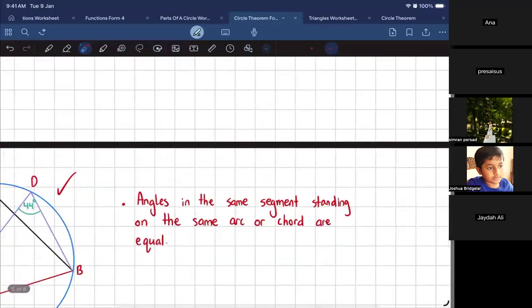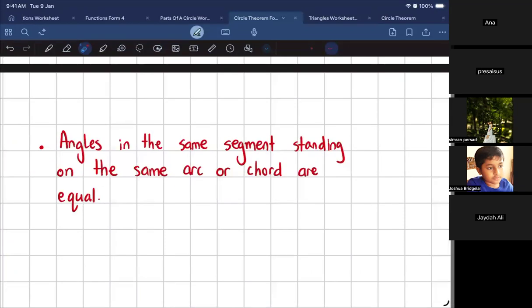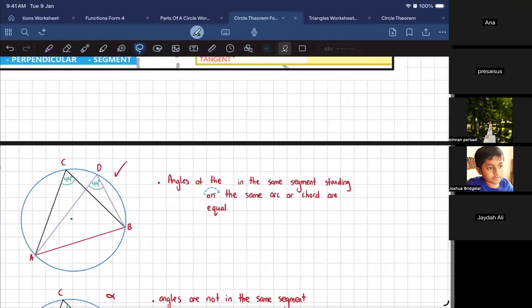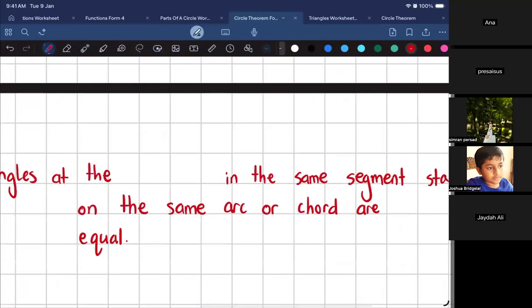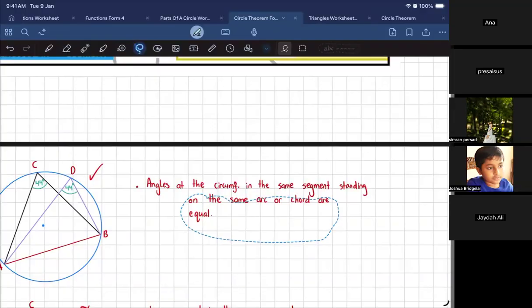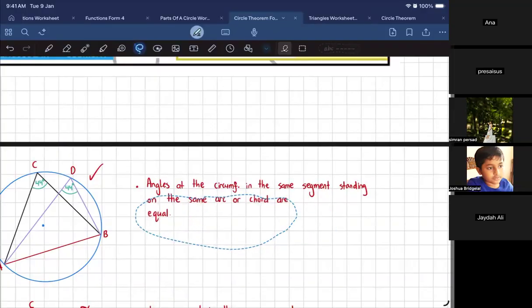Wait, I should add to this. Angles in the same segment standing on the same arc or chord. There's more to add. Angles at the circumference in the same segment standing on the same arc or chord are equal. So this is the full theorem with everything.